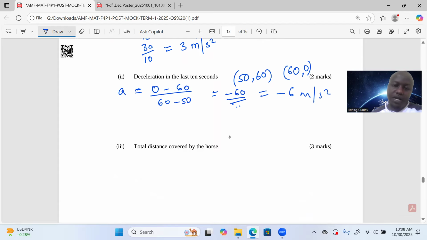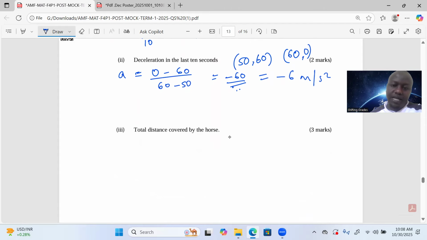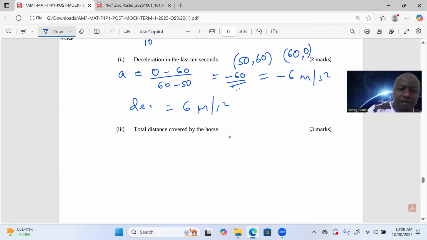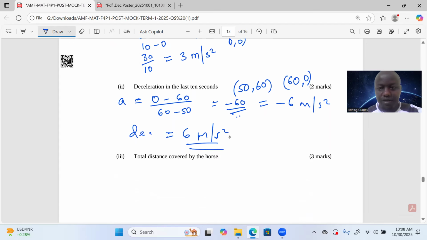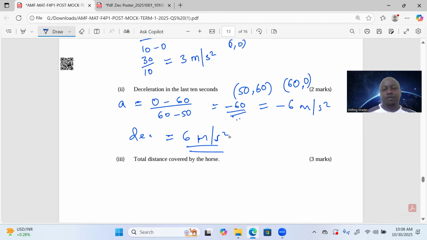If that is the acceleration, then the deceleration shall be the positive. We now omit the sign. When we talk about deceleration, it is simply negative acceleration. So we take the absolute value of negative acceleration for us to get deceleration.